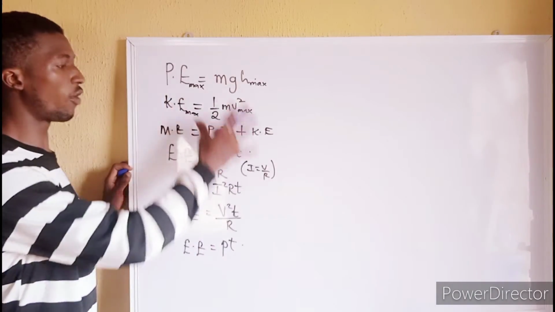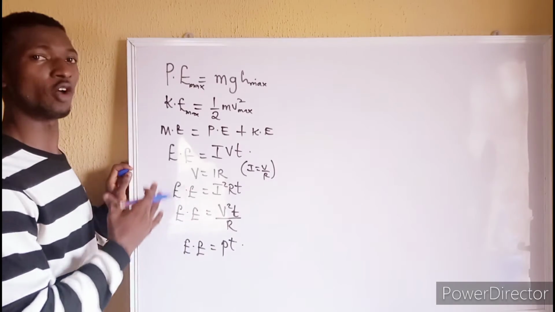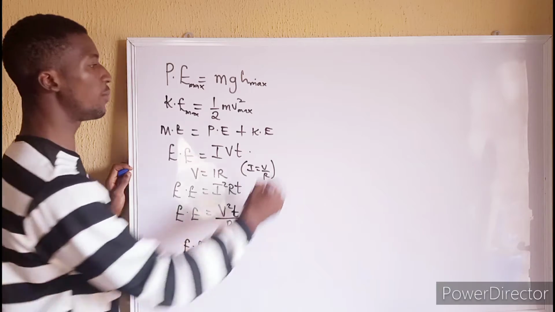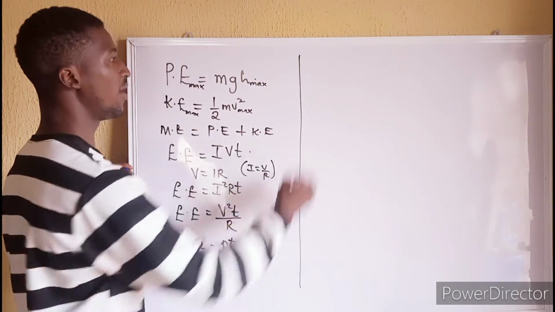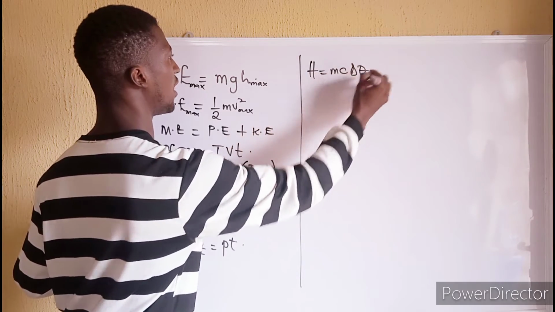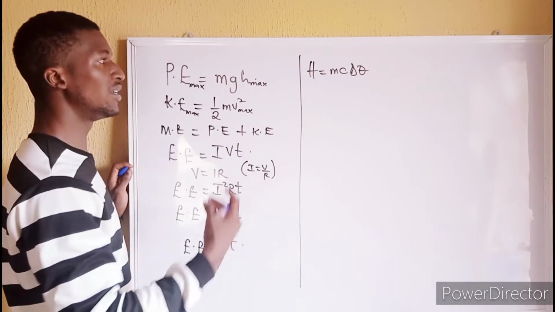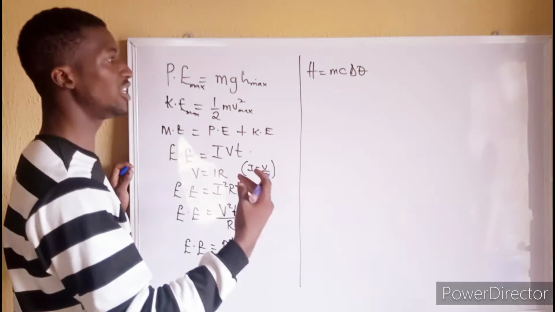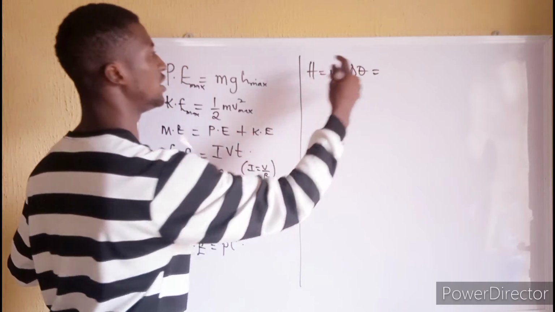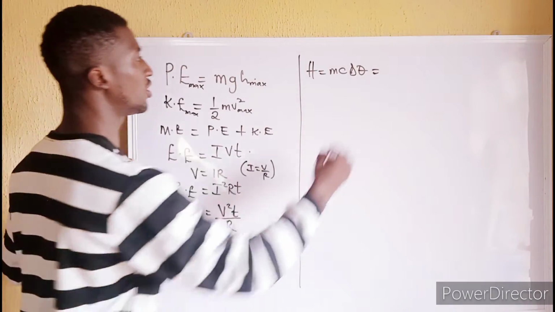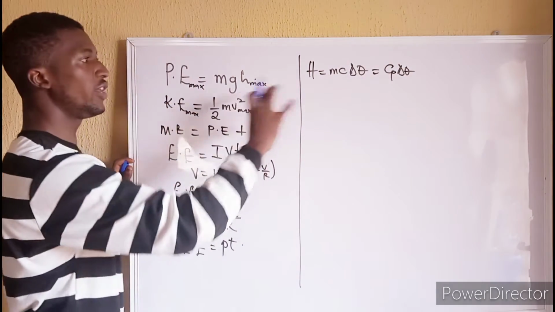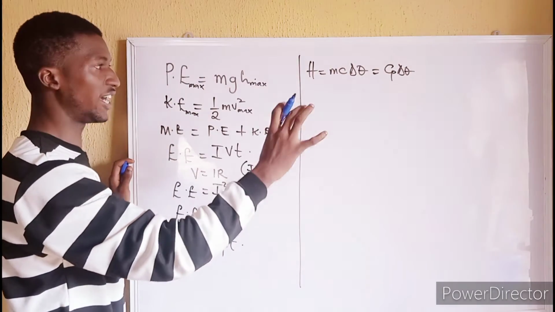Please take note of these various forms of energy that can be supplied into a body in form of heat. When it is supplied to a body in form of heat, do not forget that heat energy is expressed as mc change in theta, where m is the mass of the body, c is the specific heat capacity, and change in theta refers to the change in temperature. In cases whereby the specific heat capacity is not given, you can be given the heat capacity with the change in temperature. These are the various forms of heat energy.